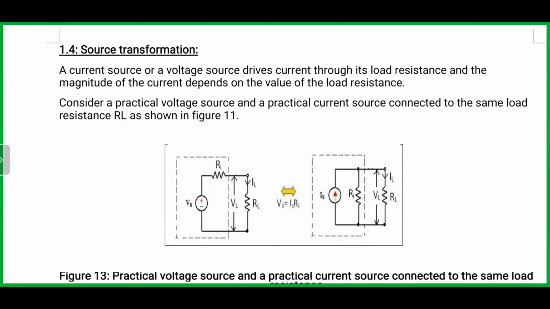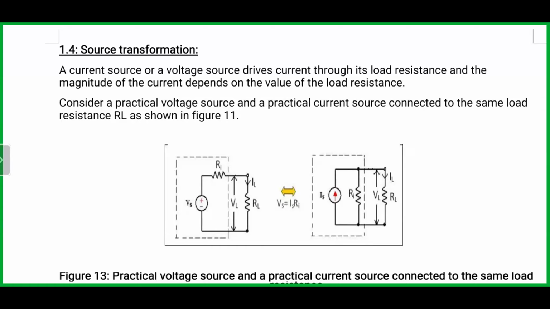A current source or a voltage source drives current through its load resistance, and the magnitude of the current depends on the value of the load resistance. In this case, the load resistance is the microwave, okay? And then the source, the current source, is the transformer.